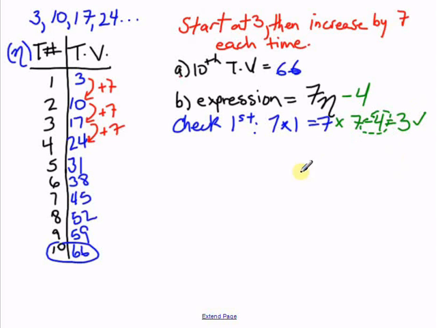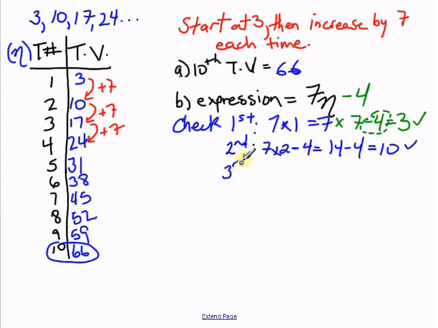Okay, so I think I figured out what I need to do. Let's check the other two. Let's check the second number in the pattern. The term number, n, is 2. Hopefully it calculates 10 for me. 7 times 2, and again, now I have minus 4 on my expression. I don't want to forget that. 7 times 2 is 14. Take away 4. That's 10. Awesome. Feeling good about this.